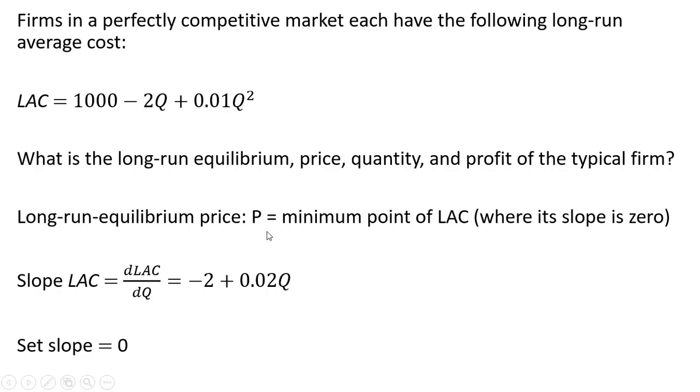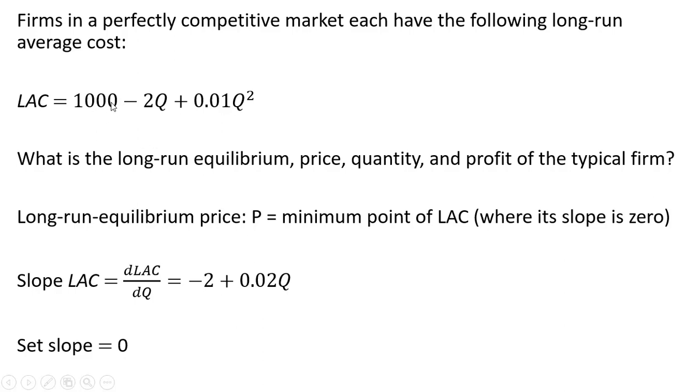So the long-run equilibrium price will equal the minimum point of the long-run average cost curve. That's where the slope is going to be 0 on that curve. So we need to get the slope of long-run average cost, and we do that by taking the derivative of the long-run average cost equation. Once we have the equation, we just take the derivative of it, and the derivative of this equation is minus 2 plus 0.02q.